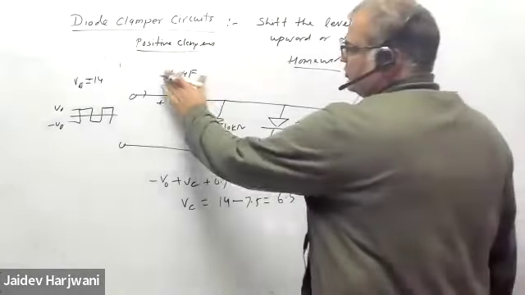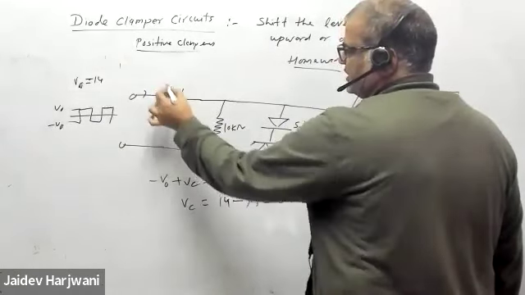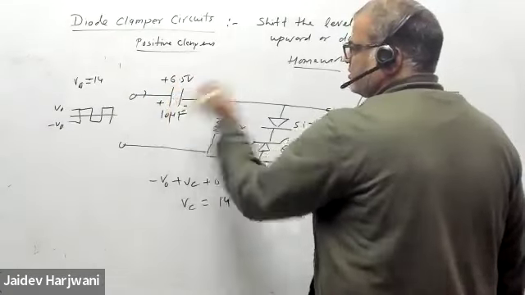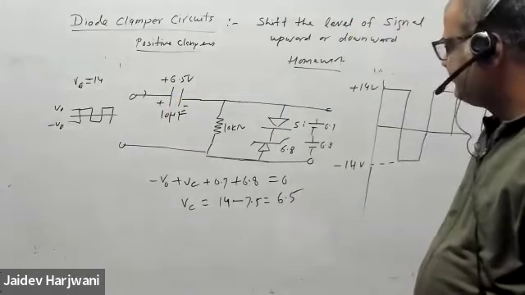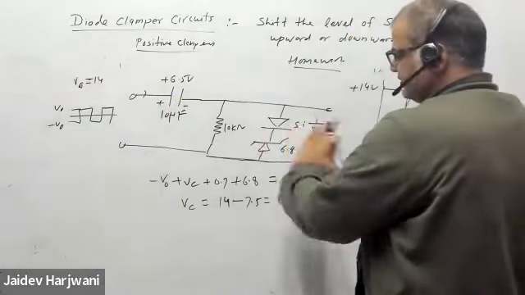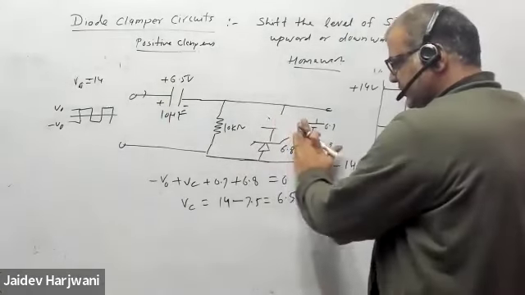So the 10 microfarad capacitor will charge up to 6.5 volt. Okay, and once it is charged, the story is the same. This will become open, and this will become open.